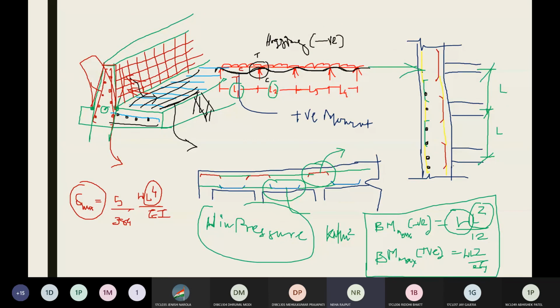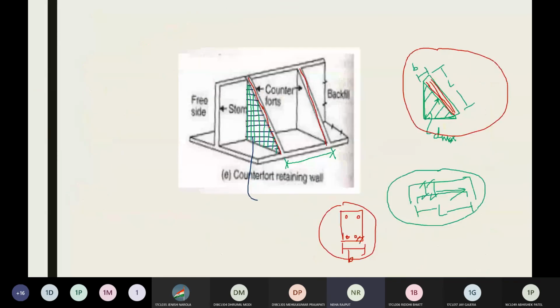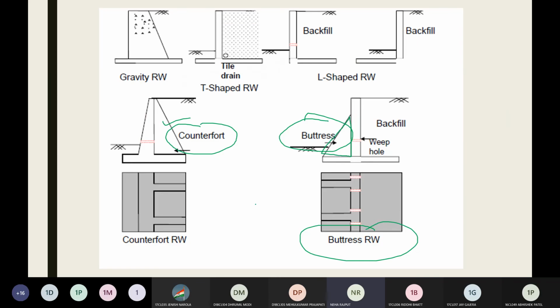This way you are going to find the moment, positive moment and negative moment, for stem part and heel part, then provide that reinforcement, and the toe design will remain the same. We will see how to connect the stem reinforcement horizontally with the counterfort and the heel reinforcement vertically to the counterfort member. So that connection design also we are going to do, and we are going to find the reinforcement for the counterfort member itself. How to find this reinforcement, that also we are going to see. So this is all about the basic concept of counterfort retaining wall over the cantilever retaining wall.